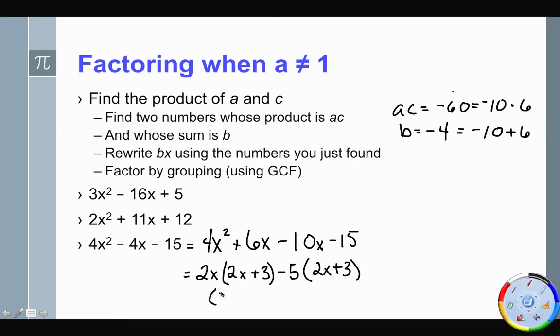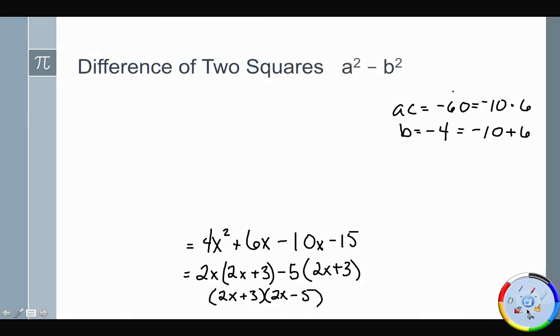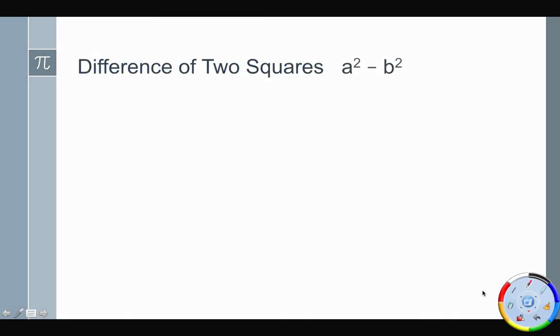So we go to the last factored form here: 2x plus 3 times 2x minus 5. And there we go, we have that version complete. All right, so you notice I'm doing this relatively quickly. Remember that I have a lot of experience, and it takes some time, takes practice, lots and lots of practice.